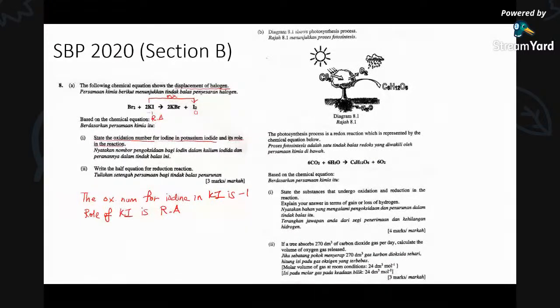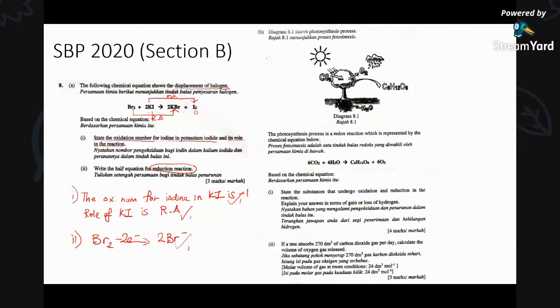1 mark, 2 mark. Write the half equation for the reduction reaction. So reduction means it's something got to do with bromine. So Br2 to Br minus. Br2 becomes Br minus, you can see there is additional -2 charge on the right hand side, so balance it out by putting 2 electron. So you'll get 1 mark.